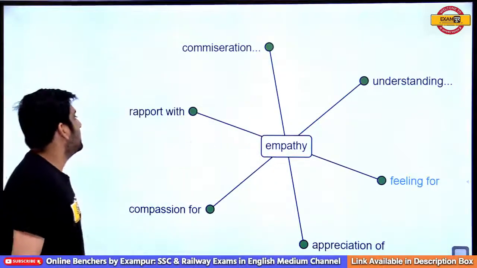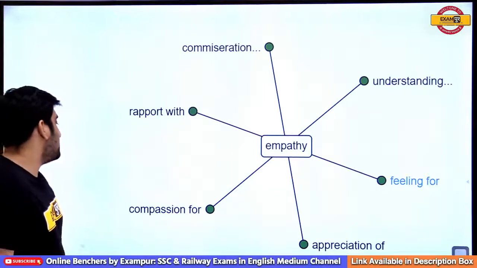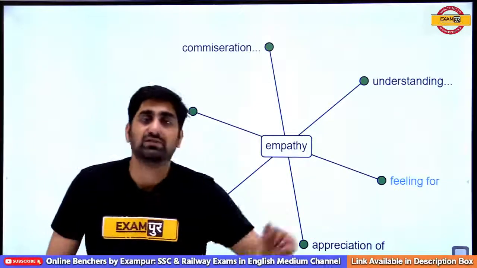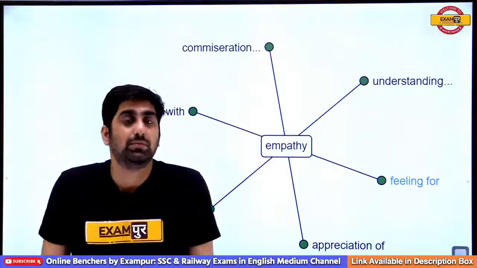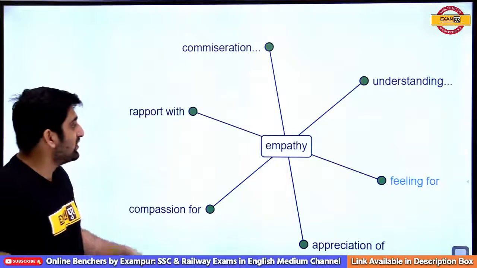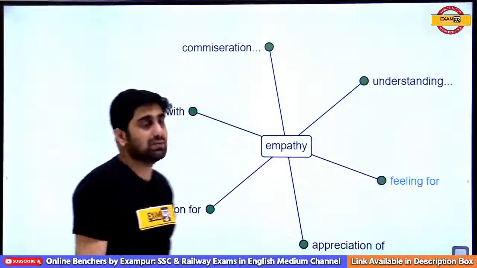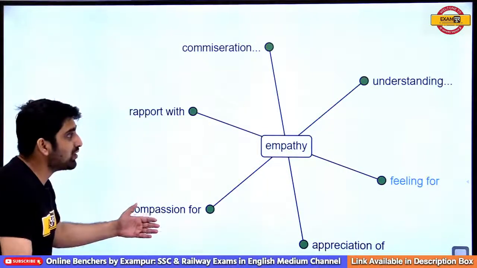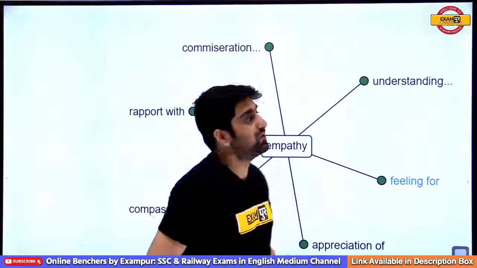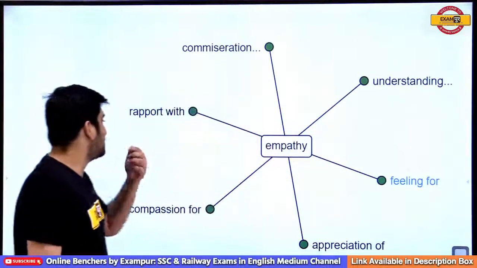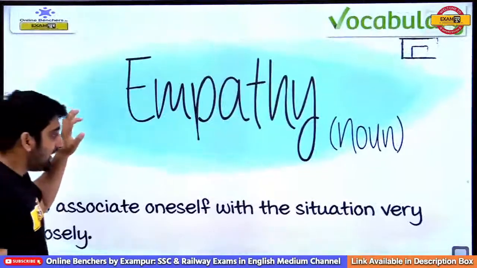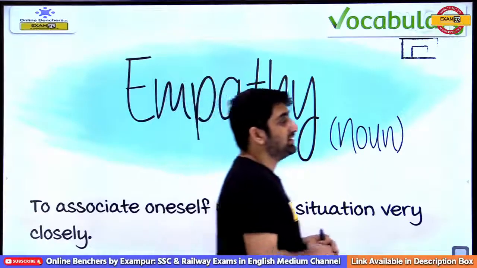Empathy basically means compassion for somebody, when you have mercy for somebody. Compassion means mercy. Remember, compassion means mercy. So when you have a feeling for somebody, when you have compassion or mercy for somebody, when you understand somebody's problem, it is the empathy in you that does things around.